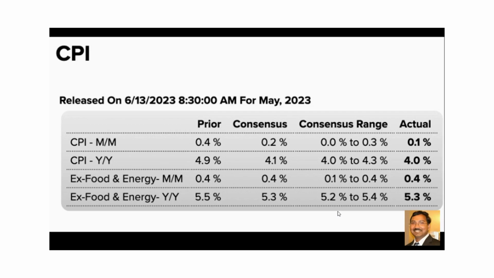This is the data released this morning. CPI month on month expected was 0.2, but it came in at only 0.1, which is good. CPI year over year expected was 4.1 and the actual is 4.0, which is good. Core CPI, excluding food and energy, month over month expected was 0.4% and the actual was the same. Core CPI year over year expected was 5.3% and the actual was also 5.3%. So year over year core CPI came as expected and month on month also came as expected. Only headline CPI came in less than expected.